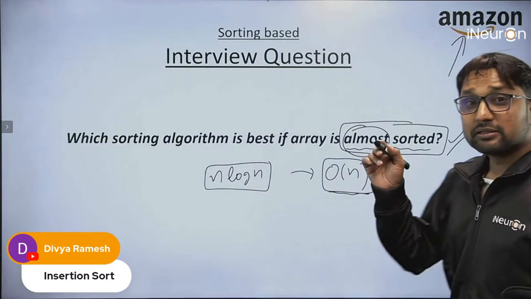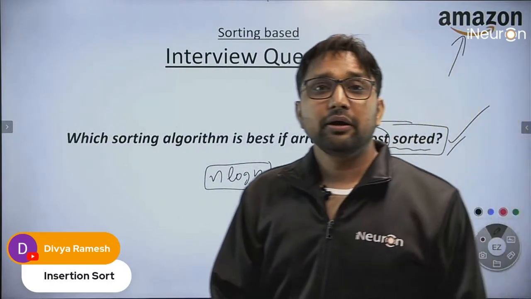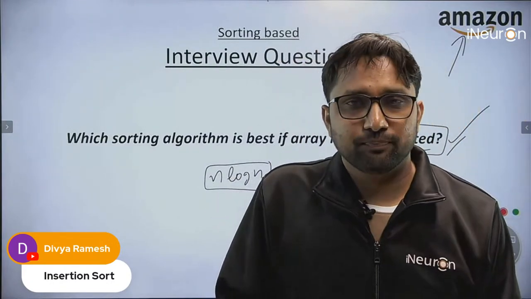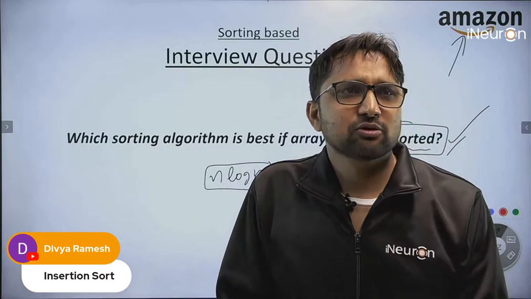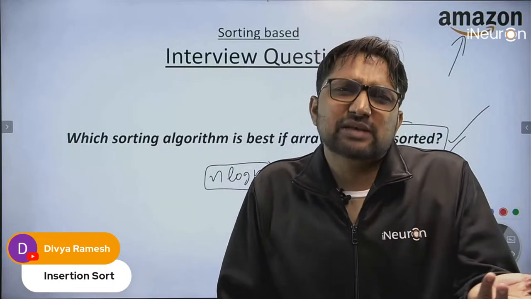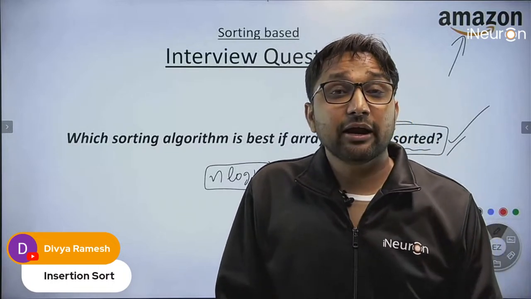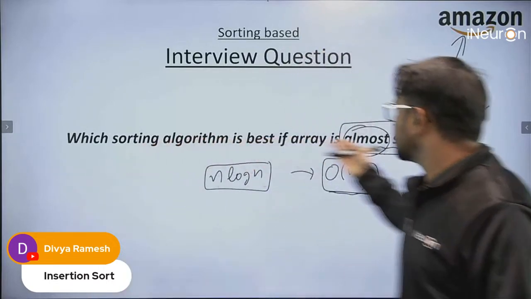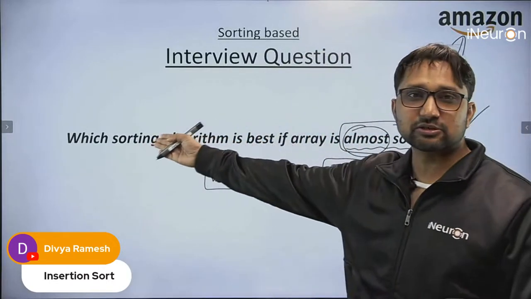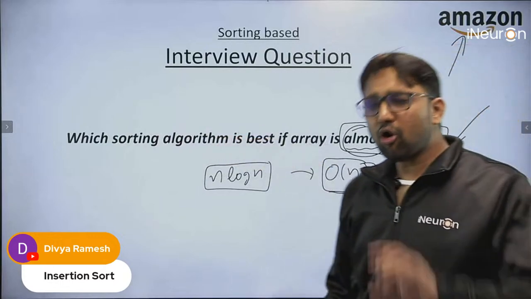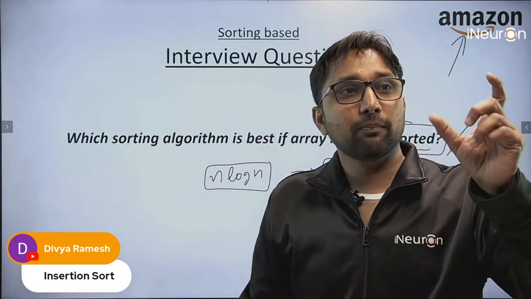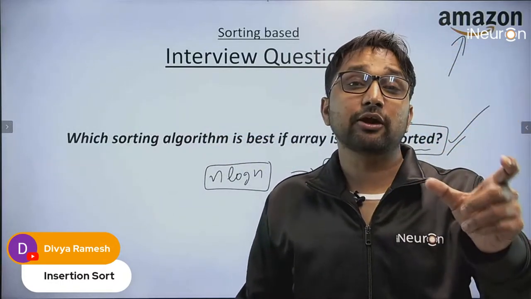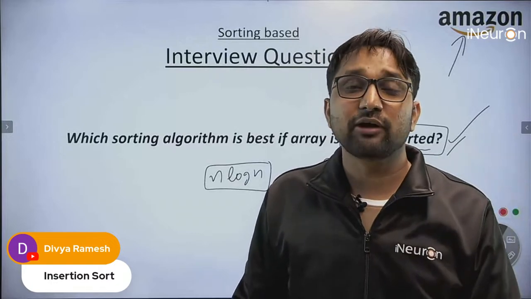Yes, in insertion sort, if we provide an almost sorted array, meaning only some elements are not sorted, it will still take order of n time, and that is the best case. This is the best case of insertion sort. If we provide an almost sorted array to insertion sort, it will take order of n time.